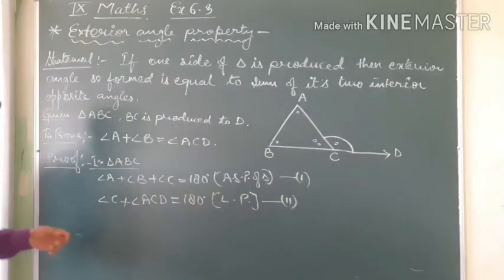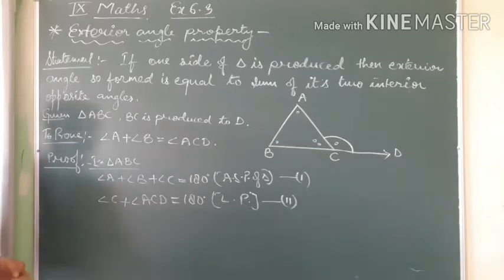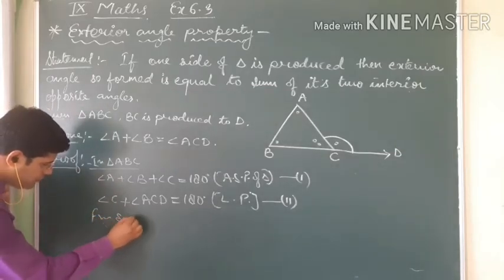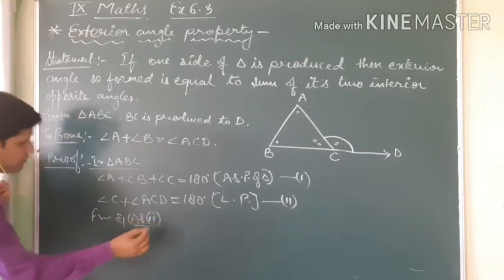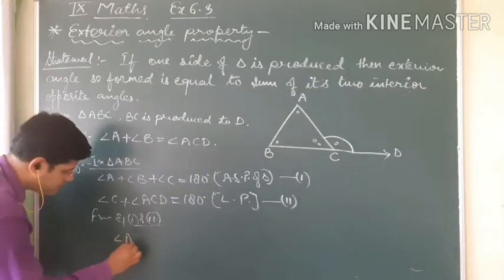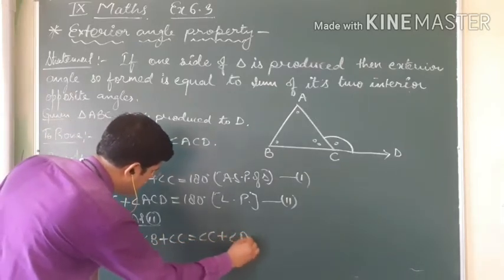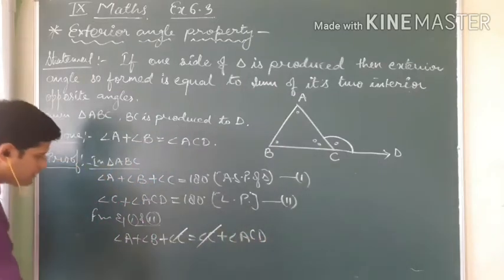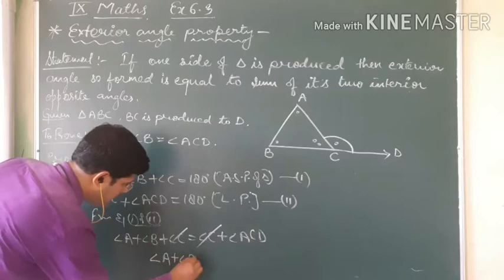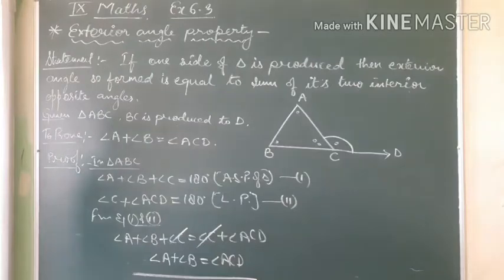Now we can see that both equations have a similar answer, so we can equate them. From equation first and second, we write this statement. So angle A plus angle B plus angle C equals angle C plus angle ACD. Now angle C is cancelled from both sides. So here we have angle A plus angle B equal to angle ACD. This we have proved. So here I have done the second proof. This is the exterior angle property.